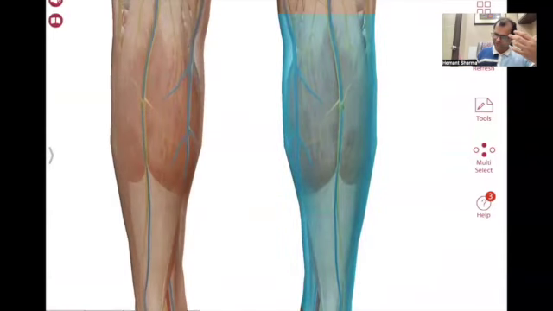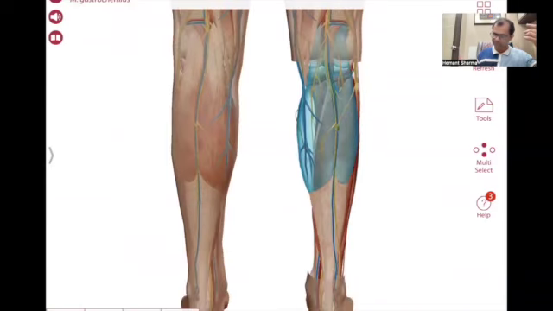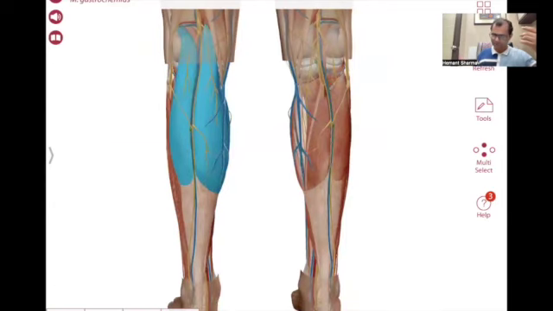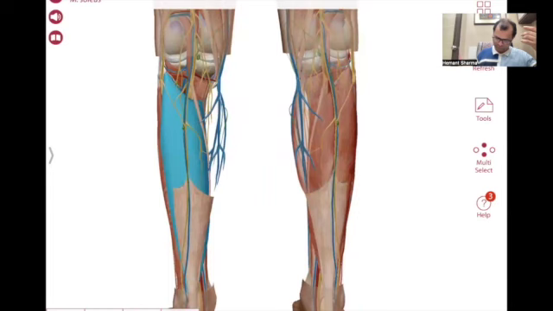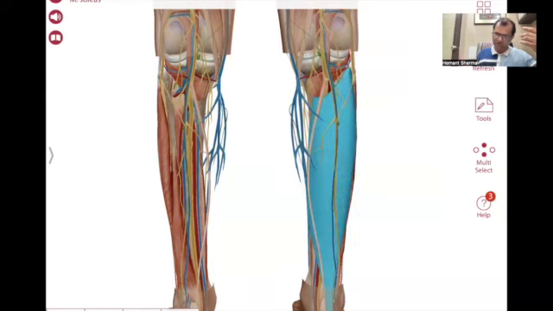We can see this is the muscle, right? This is the muscle. We can see this is the muscle. And inside we have another muscle, which we call the soleus. And these are different muscles. But the soleus muscle is very long.